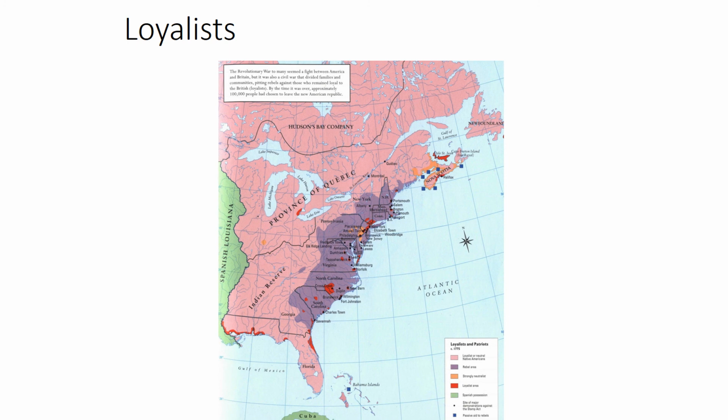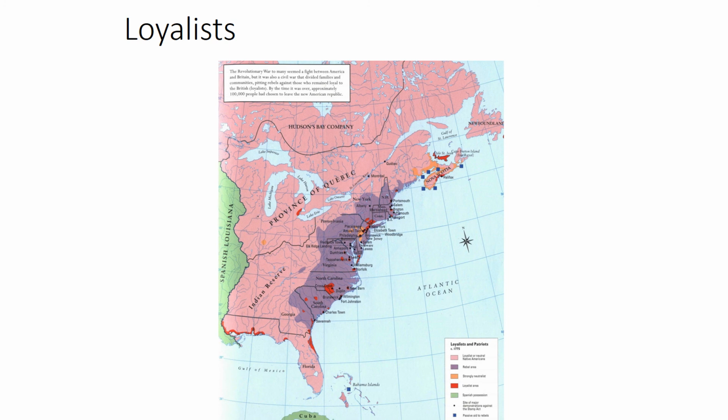Anyway, after the war ended, more than 100,000 of these Loyalists left the country. They did not want to live in this newly established country out from under the British Crown. So a lot of them went to Canada. Some of them went to England. Quite a few of them actually went to British colonies in the Caribbean.